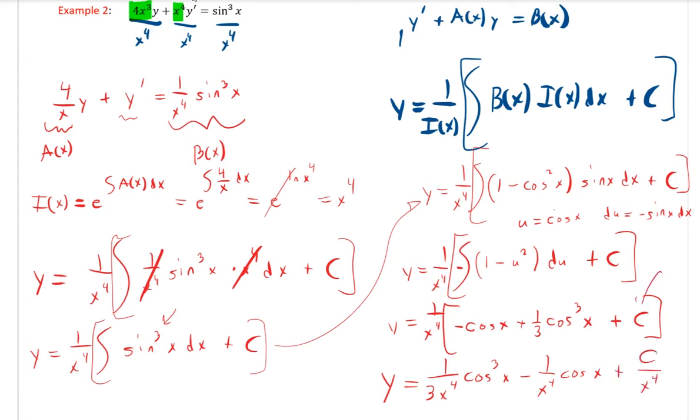Again, don't forget that this c is also going to be multiplied by the integration factor.